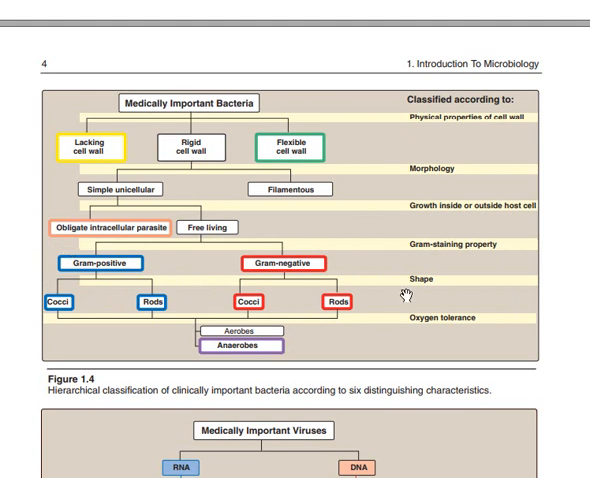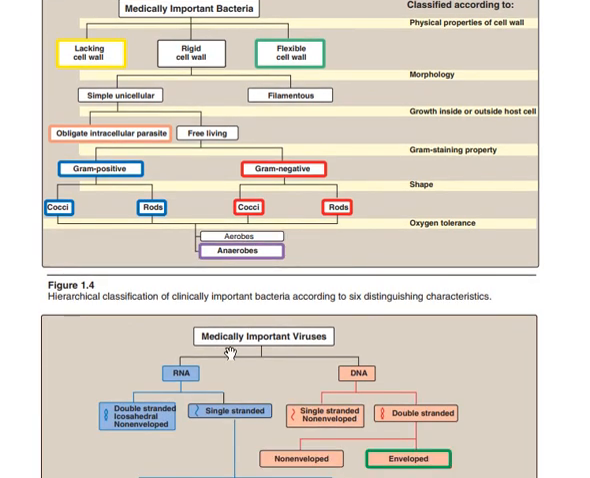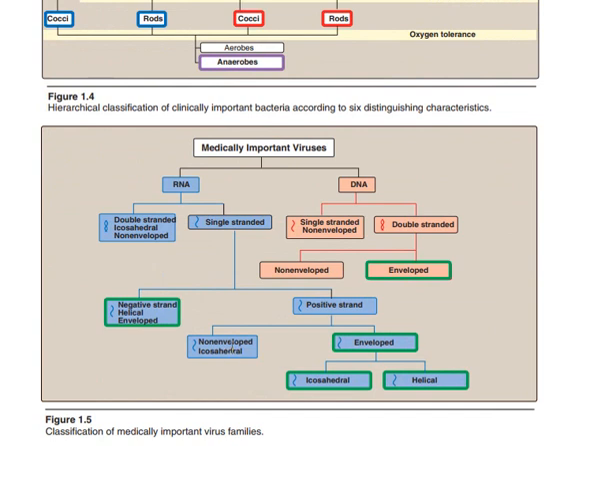Now, based on the shape, gram-positive can be divided into cocci, which are spherical in shape, and rods, which are rectangular in shape, and the gram-negative can still be divided into cocci and rods. Now, based on the oxygen tolerance, all these can be divided into two, which are aerobes and anaerobes. That's a simple hierarchical classification based on their different characteristics.